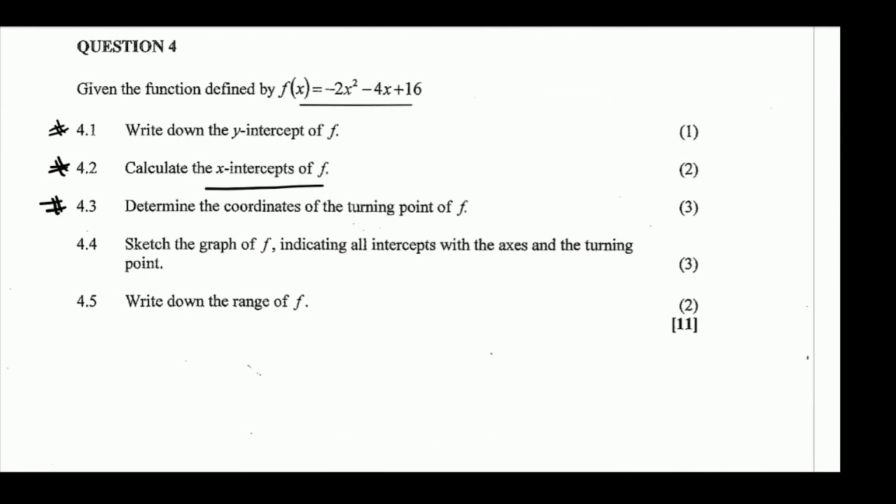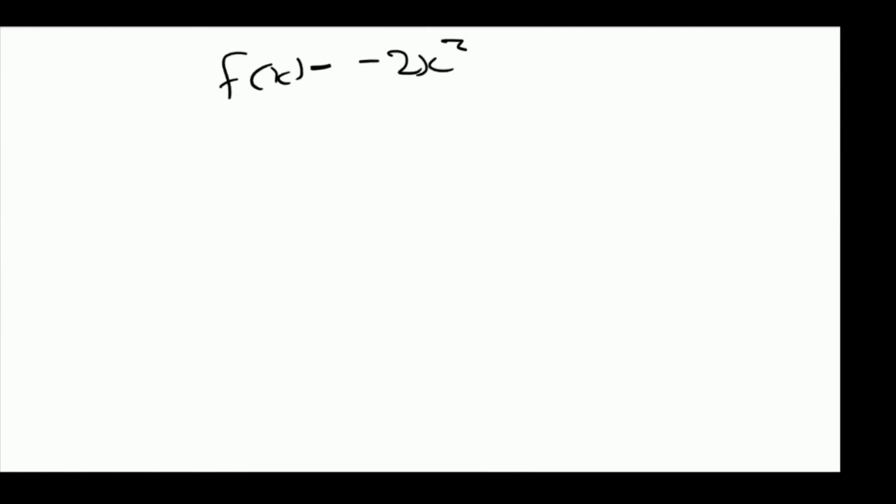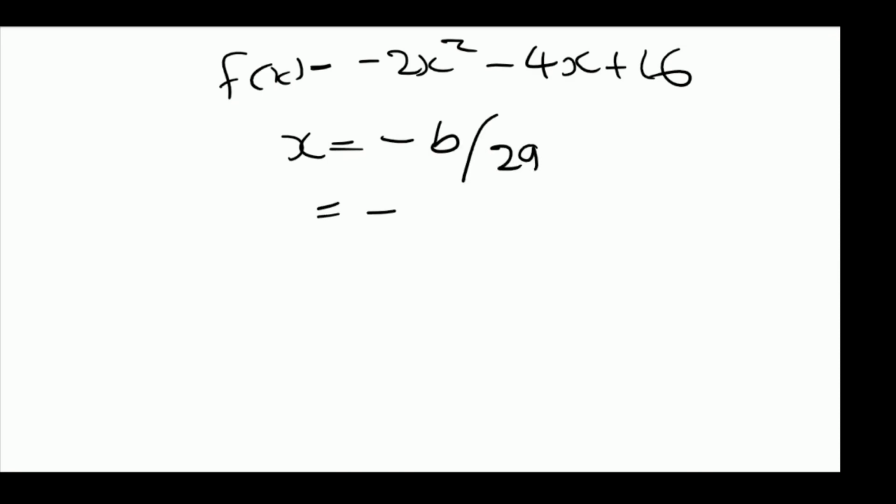So now in 4.3, we are asked to find the coordinates of the turning point of f. So having our f of x being equal to minus 2x squared minus 4x plus 16. So the turning point is x equals minus b over 2a, where our b is minus 4, divided by 2, our a is minus 2.